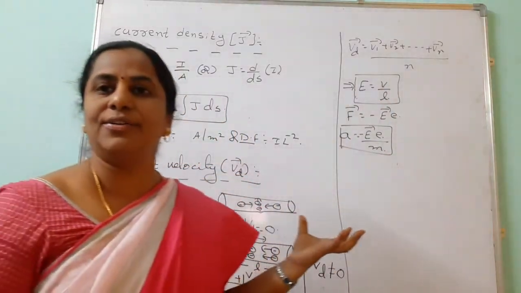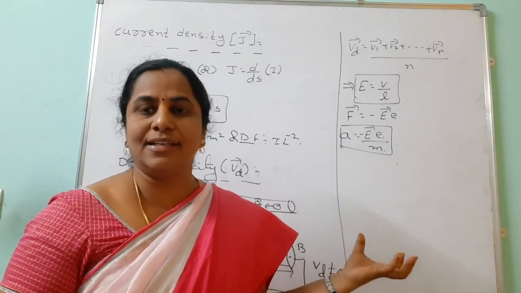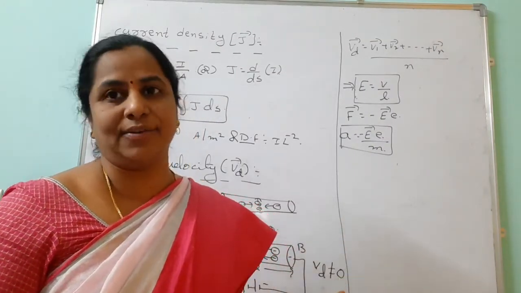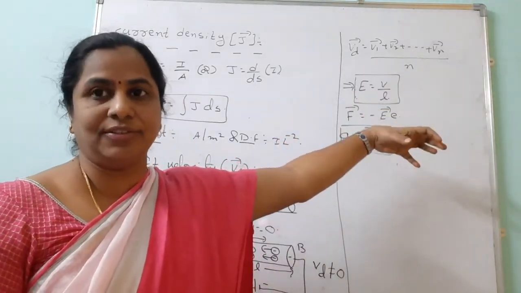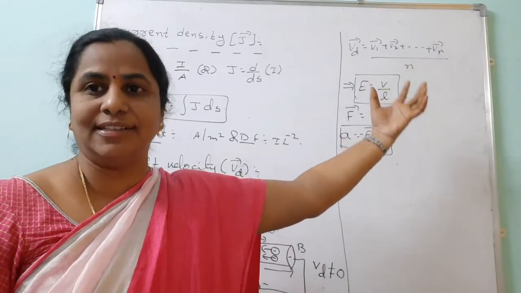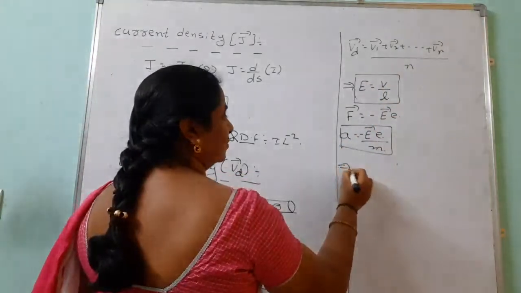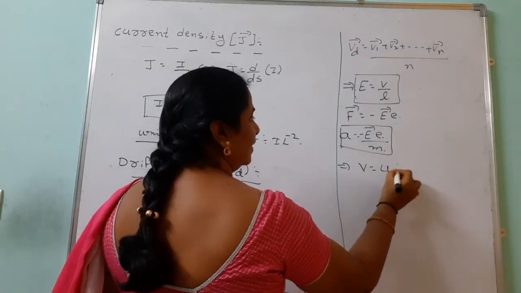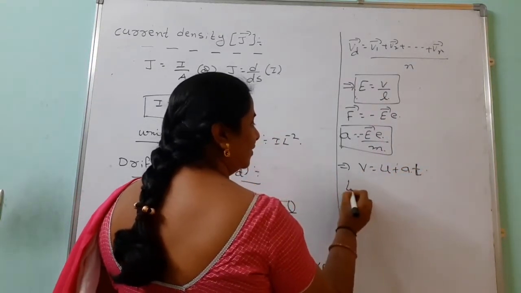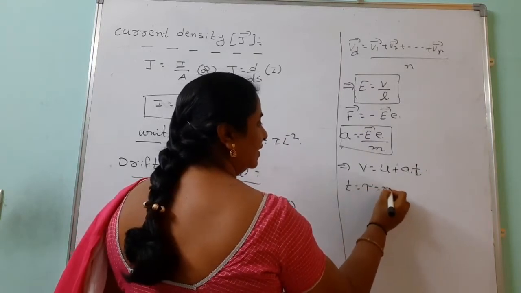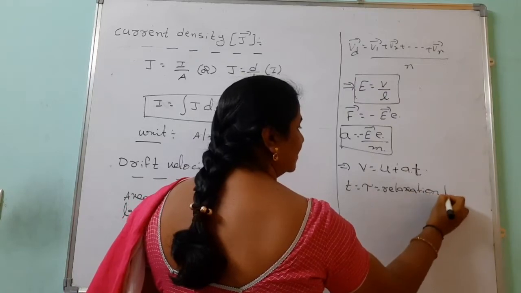Finally, how to find out the drift velocity from these two formulas. What is the drift velocity? That is the average velocity. But in terms of intensity, mass and charge of the electron also we can find it. We can go through the first equation of motion, v equals u plus at. Here instead of t we are taking tau. This is called the relaxation time.